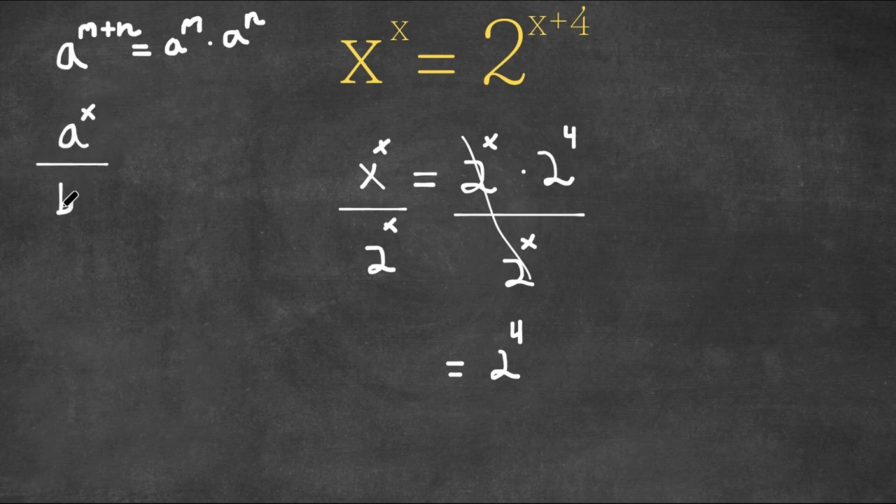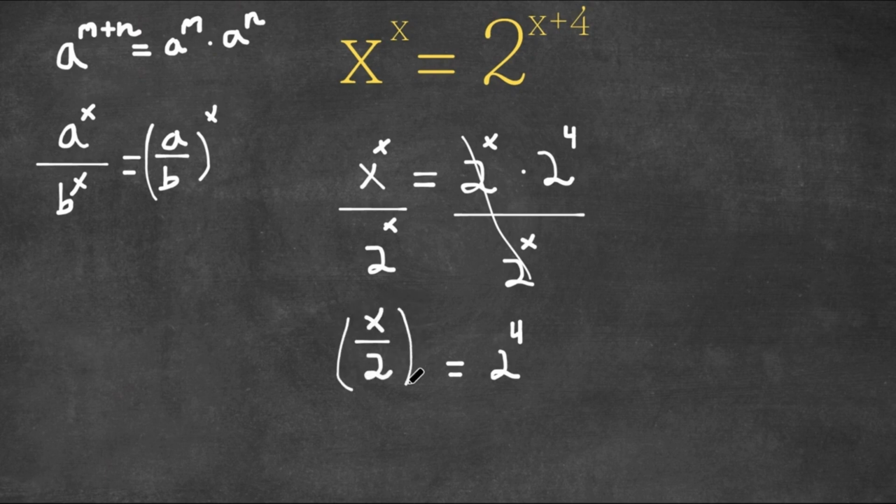And for our left side, if we have a to the power of x over b to the power of x, this can also be written as a over b to the power of x. So we have x to the power of x over 2 to the power of x. This can also be written as x over 2 to the power of x. Now what I'm going to do is take the power of 1/2 on both sides.